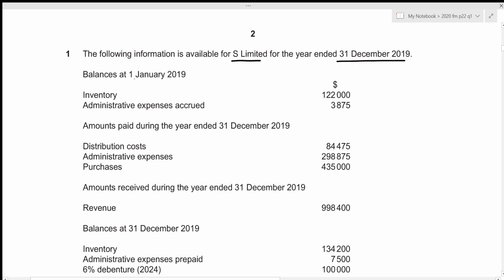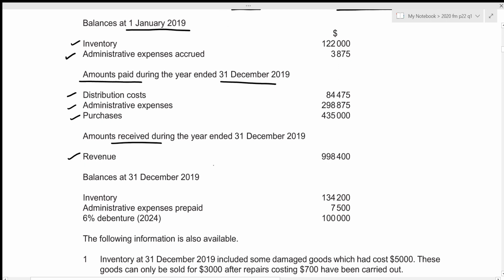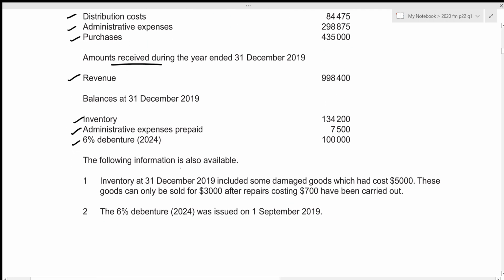We are given the balances at 1st January 2019, for inventory and administrative expenses accrued, then we are given the amounts paid during the year. Alright, and this is for the year ended 31st December 2019. We are given the distribution costs, administrative expenses and purchases. Then we are given the amounts received during the year ended 31st December 2019. We are given the revenue. Then we're also given the balances at 31st December 2019 for inventory, administrative expenses prepaid, and 6% debenture. Alright, then we are also given some additional information.